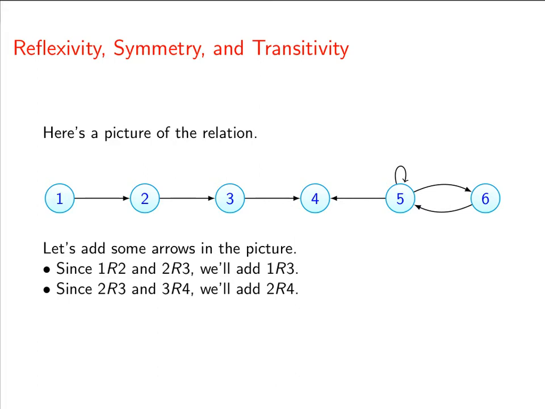Also, 2 is related to 3, 3 is related to 4, so we have to add an arrow from 2 to 4. 6 is related to 5, 5 is related to 4, so we have to add an arrow from 6 to 4.